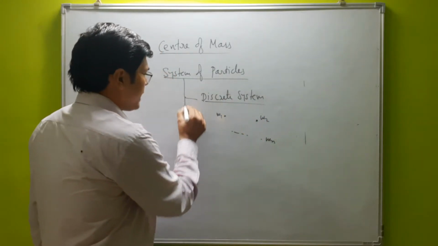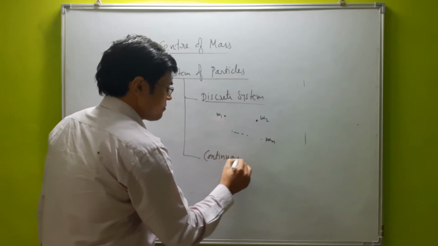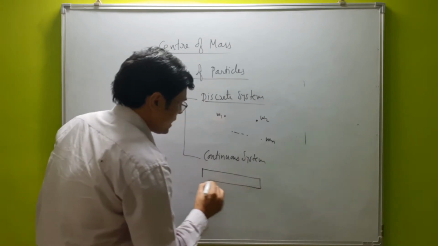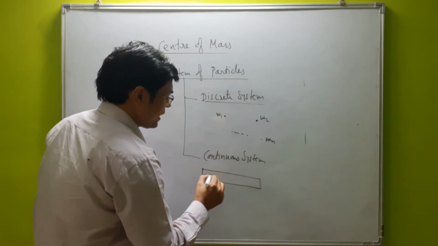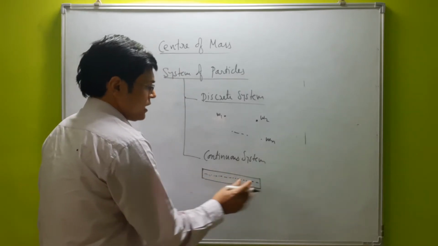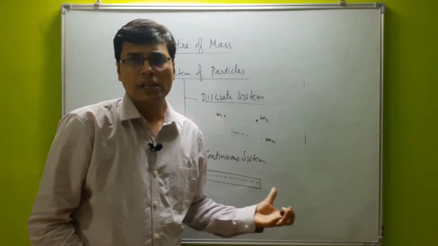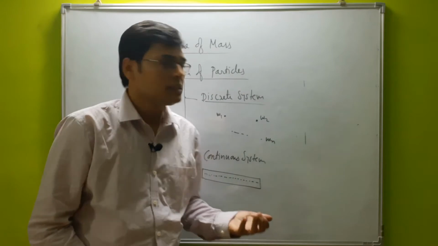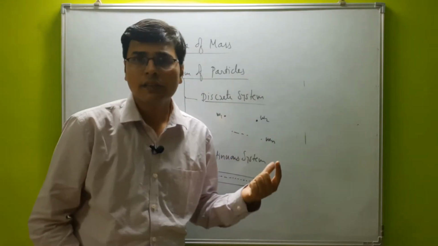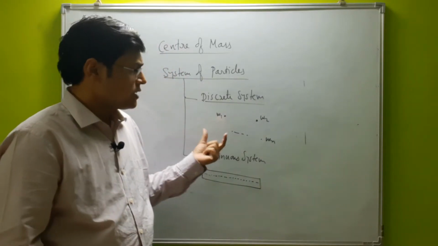And in a continuous system, like in the case of a rod, all the particles are associated with each other. For example, this rod is made of an infinite number of particles, and all these particles are associated with each other, right? So here we use integration to find the location of the center of mass. But in a discrete system, we have a different way to calculate the center of mass. We will discuss it later on, right?